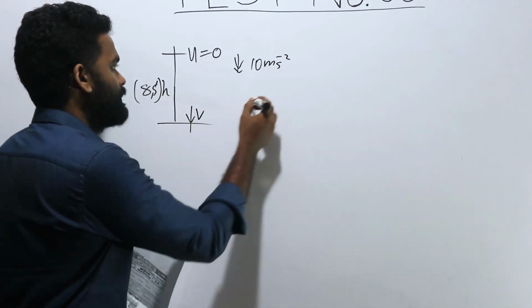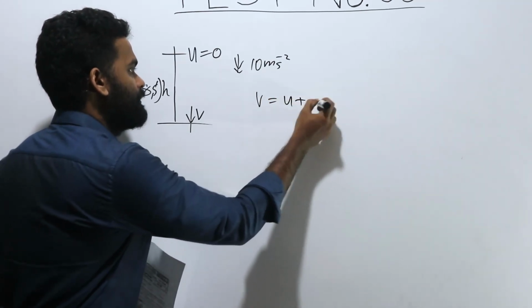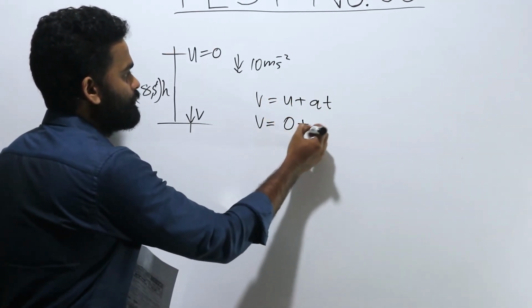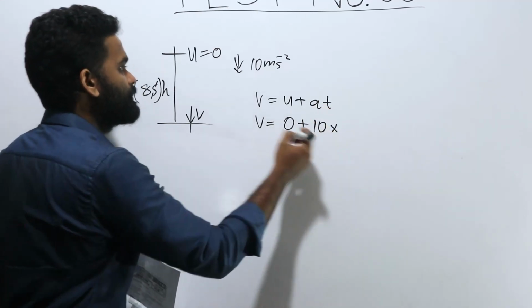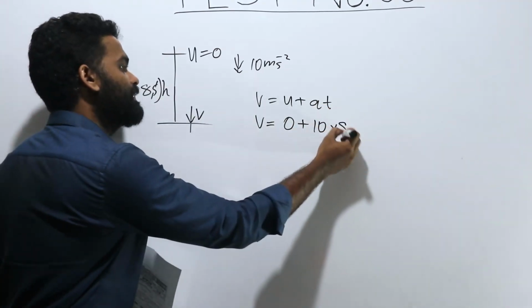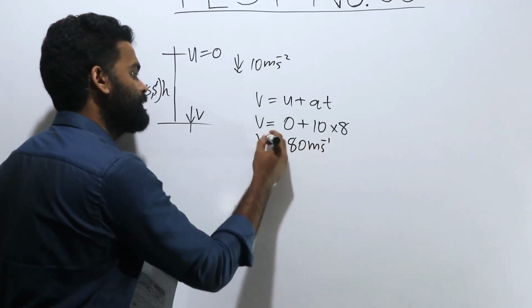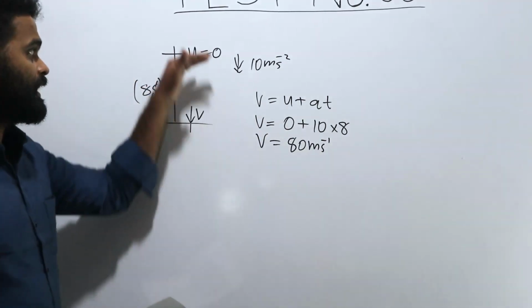So to find the velocity that it hits the ground, I just apply this equation. Initial velocity 0, acceleration 10 times the time taken, which is 8 seconds. So the velocity should be 80 meters per second. This is the velocity that it hits the ground.